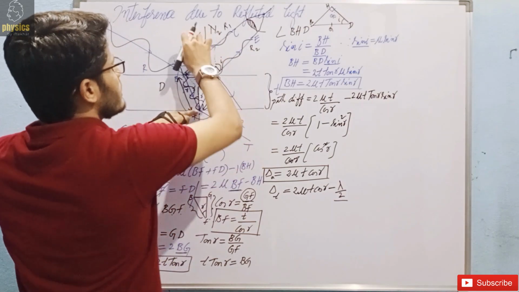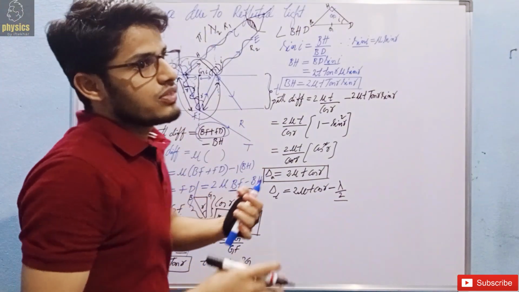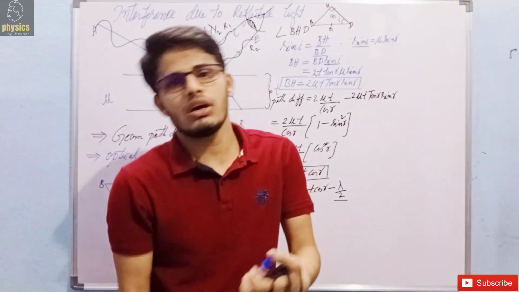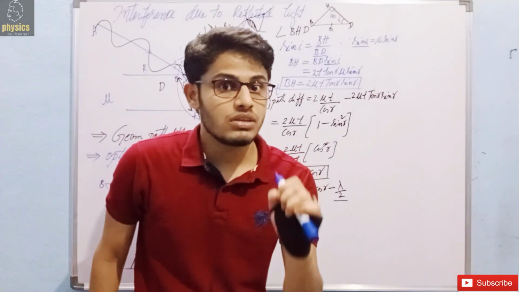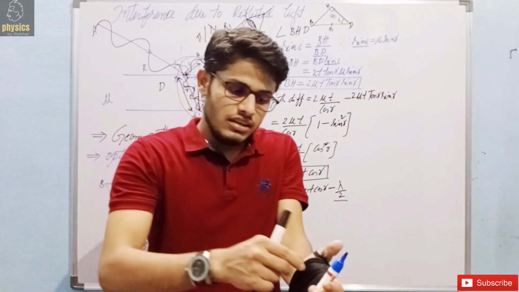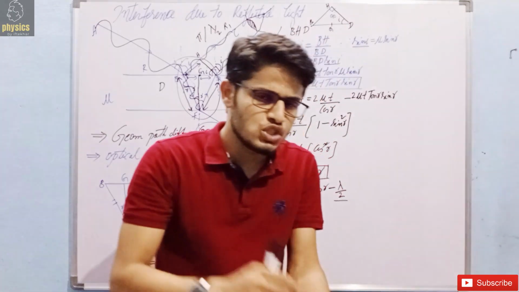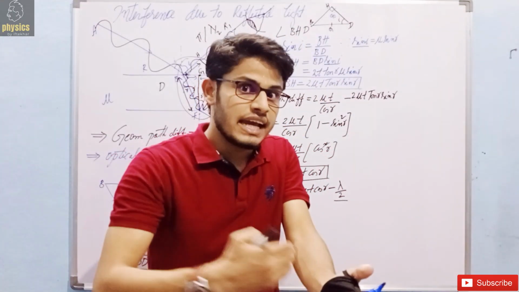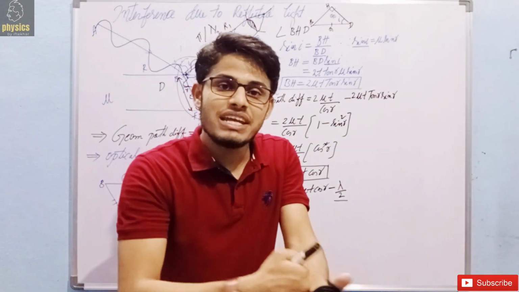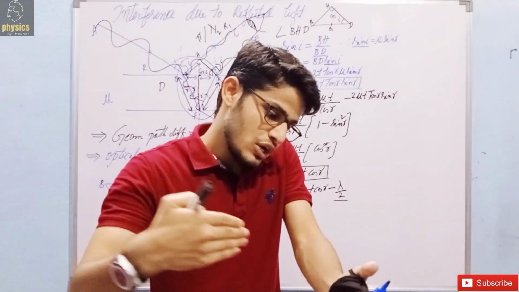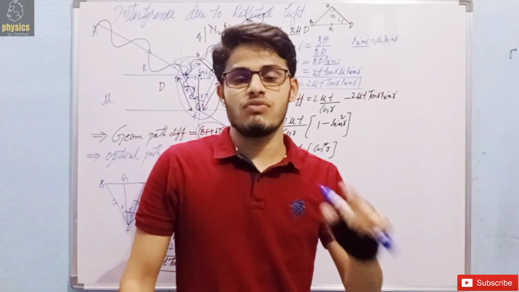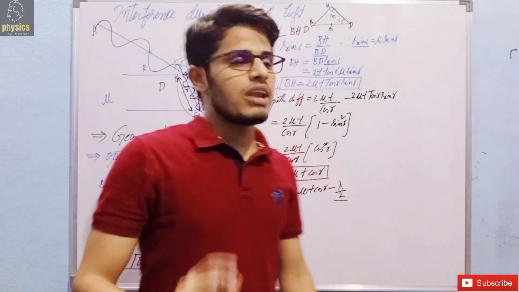Because they both are getting the same phase change, the result will be nil. So there will be no difference because they both are getting the phase change. But you see the thing is, the path difference is not just demanding for the reflection, it is demanding for the reflection from the denser medium. If the reflection is happening due to the denser medium, then only it will suffer a phase change of phi and the path difference of lambda by 2.